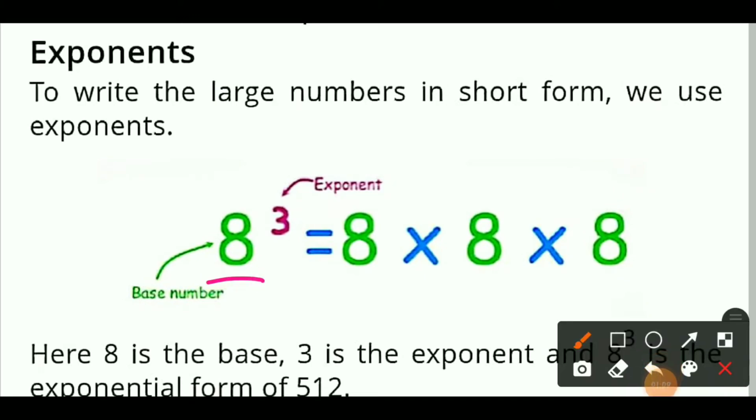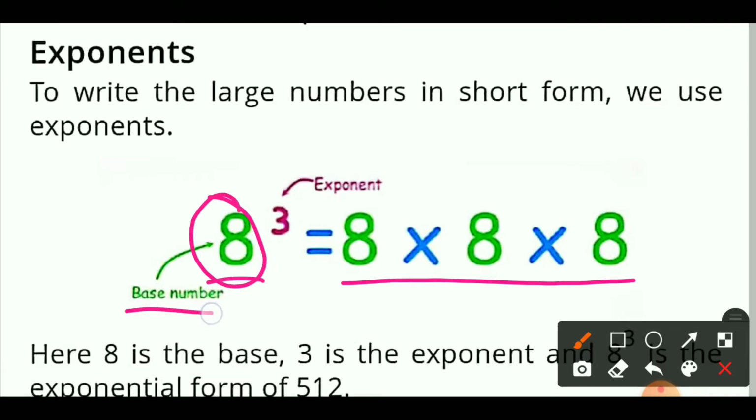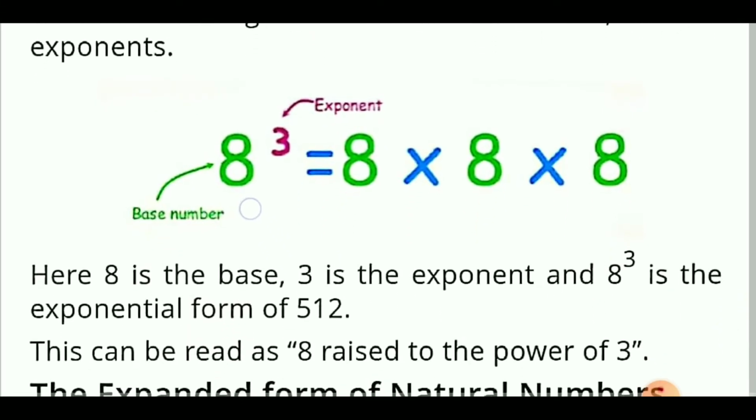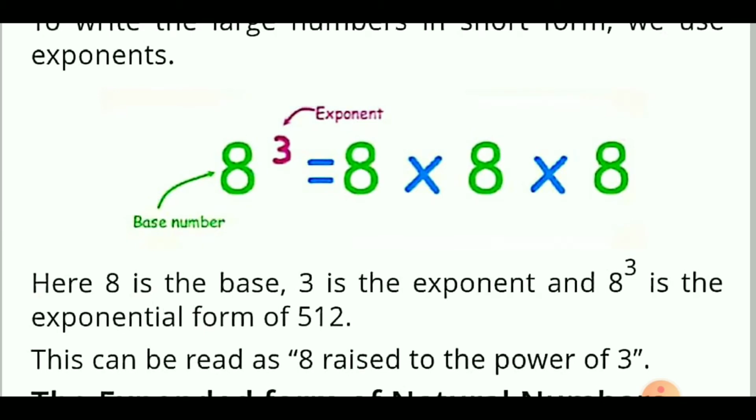8 into 8 into 8. We can write 8 into 8 into 8 in this form, where 8 is the base number and 3 is known as the exponent, which is also known as the power. Here 8 is the base and 3 is the exponent, and it is read as 8 raised to power 3.